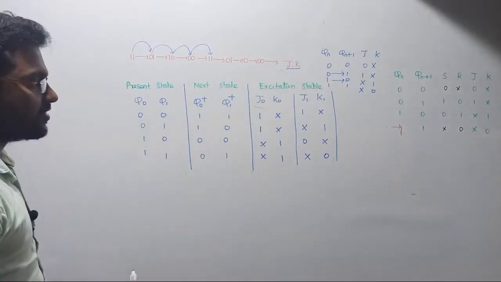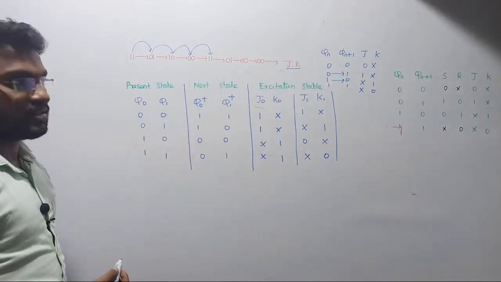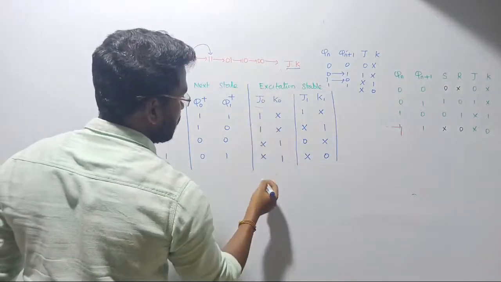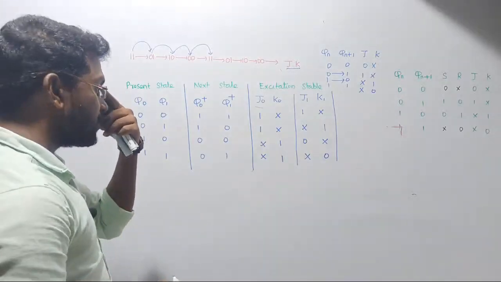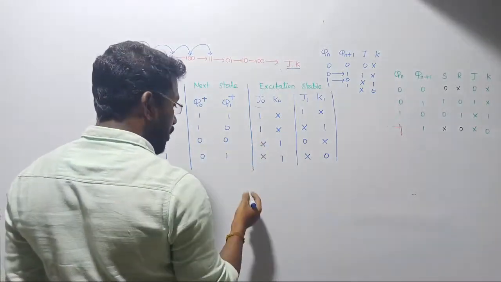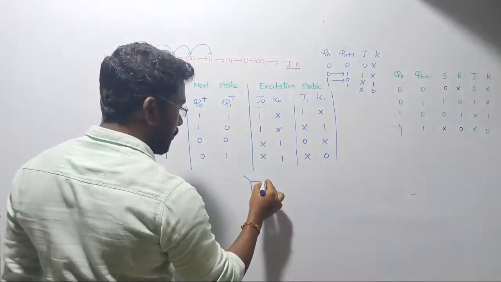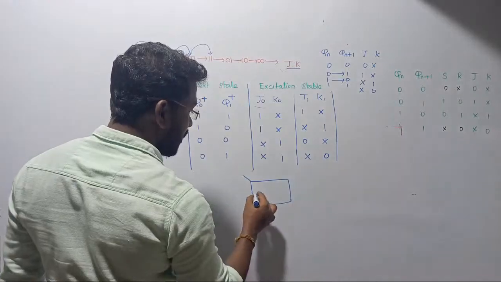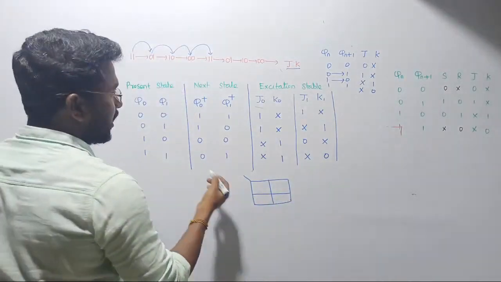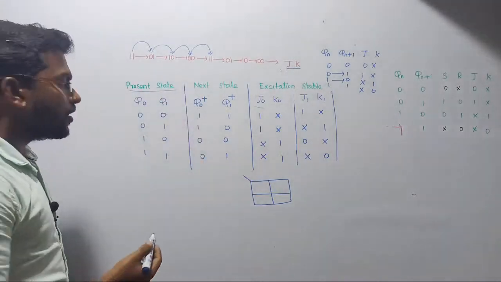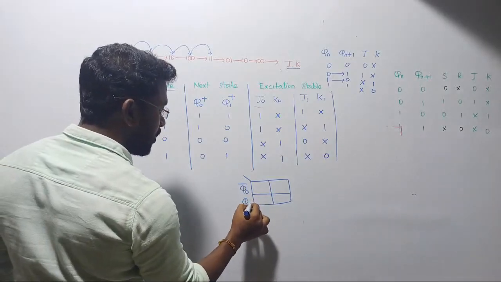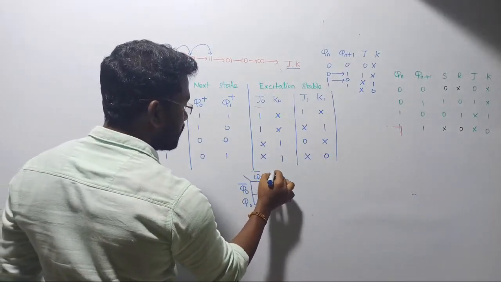So from this, given table, that is the present and next table. Once you write the excitation table, your next task is to write the expression for all of these, right? So let me write J0 separately, K0, J1 separately, K1 separately. For a better understanding, let me put them into K-map, such that you will get a clear idea. While developing the K-map, just consider the present state. Now Q0, Q1 is there, such that this is going to be Q0 bar, this is Q0, this is Q1 bar, this is Q1.